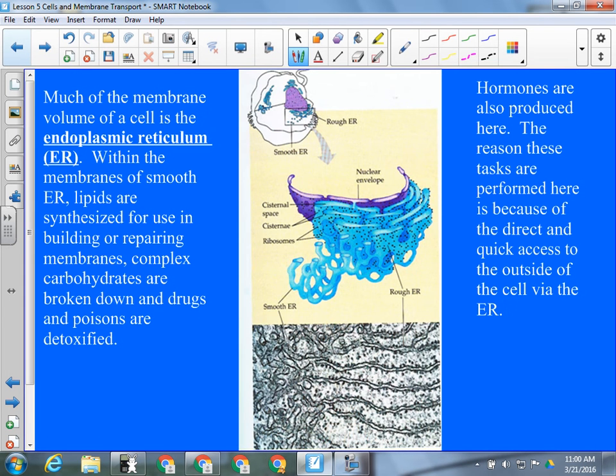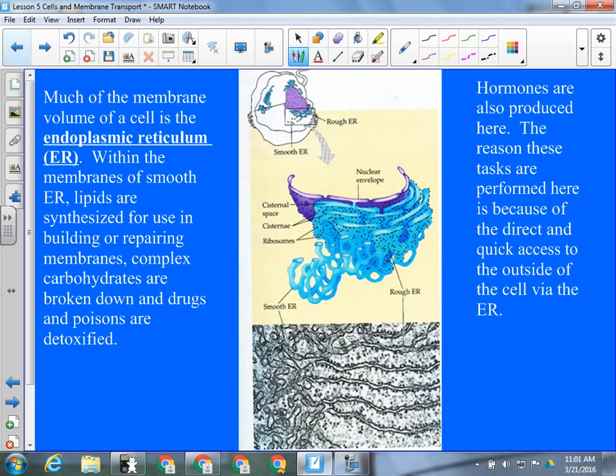Okay. Inside the cell, if you had one organelle that accounts for more of the cell's volume than anything else, it would be the endoplasmic reticulum. I'm counting both smooth and rough in that. There's a lot of them in there. Probably more smooth than rough, but there's a lot of endoplasmic reticulum because it's so important.